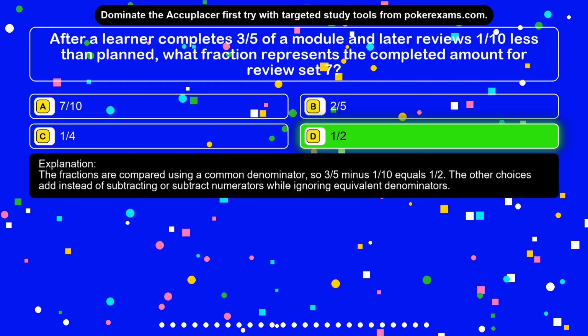The fractions are compared using a common denominator, so 3/5 minus 1/10 equals 1/2. The other choices add instead of subtracting or subtract numerators while ignoring equivalent denominators.